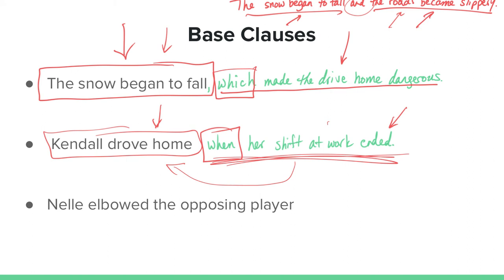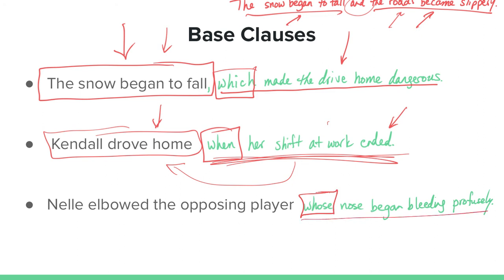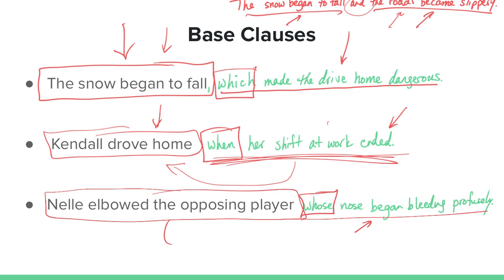Lastly, Nellie elbowed the opposing player, whose nose began bleeding profusely. So here's our relative pronoun. So that's our subordinative step. This is our independent clause over here. It's our main base clause. This is a secondary clause. It's less important. It's in the hierarchy, it's beneath the main clause. So that's how you add a subordinative step.